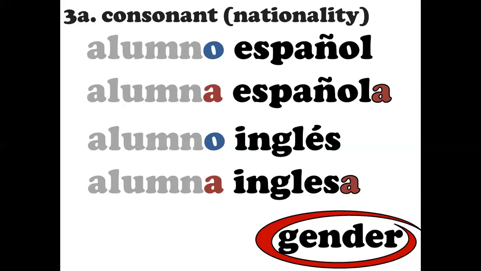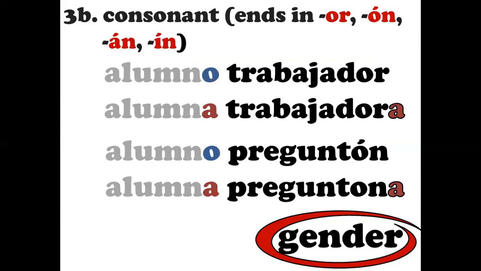All right, and the other exception is the same, really. The masculine form ends with the consonant, and you put an A at the end when you want it to be feminine. So alumno trabajador, a hardworking student. Alumna trabajadora, a hardworking student who happens to be female. Alumno preguntón, someone who asks lots of questions. So alumno preguntón, alumna preguntona.